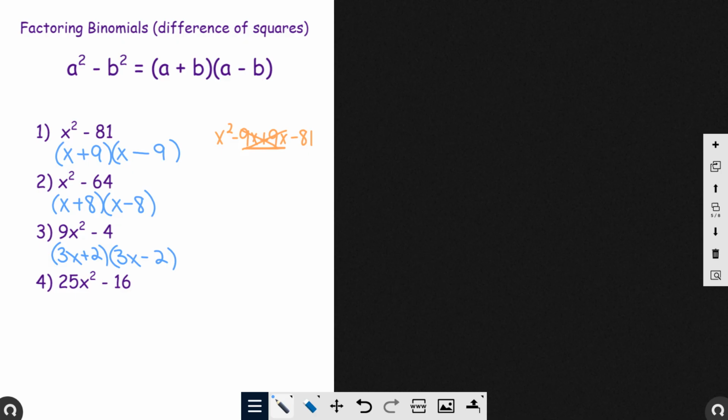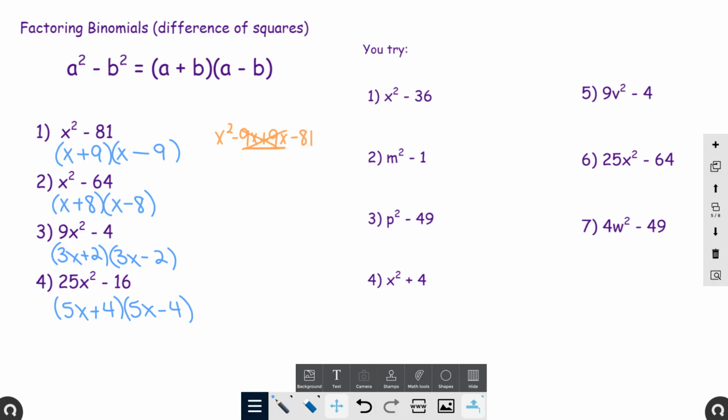Let's do the same thing with the number 4. What would you say the answer to this one would be? Very good. 5 times 5 is 25. 4 times 4 is 16. So 5x plus 4, 5x minus 4. All right, it's your turn to do some or a lot. There is one tricky one on here.